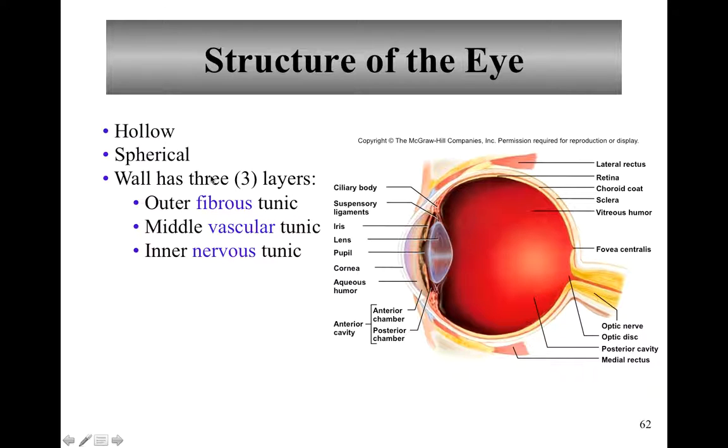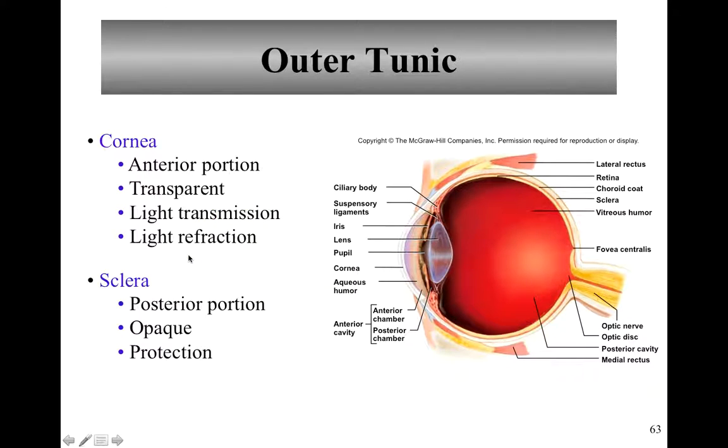It's spherical, has 3 layers: outer fibrous tunic, middle vascular tunic, and inner nervous tunic. The outer tunic has the cornea. It's the most anterior portion. It's transparent, and it allows light to come through and bends it slightly. Sclera is the posterior portion of that, and the sclera is opaque. This is the white of the eyes.